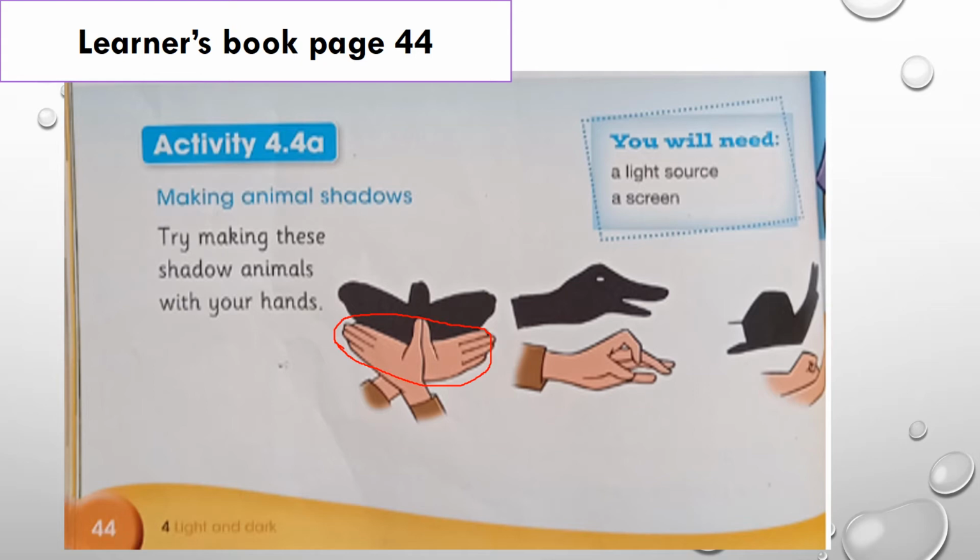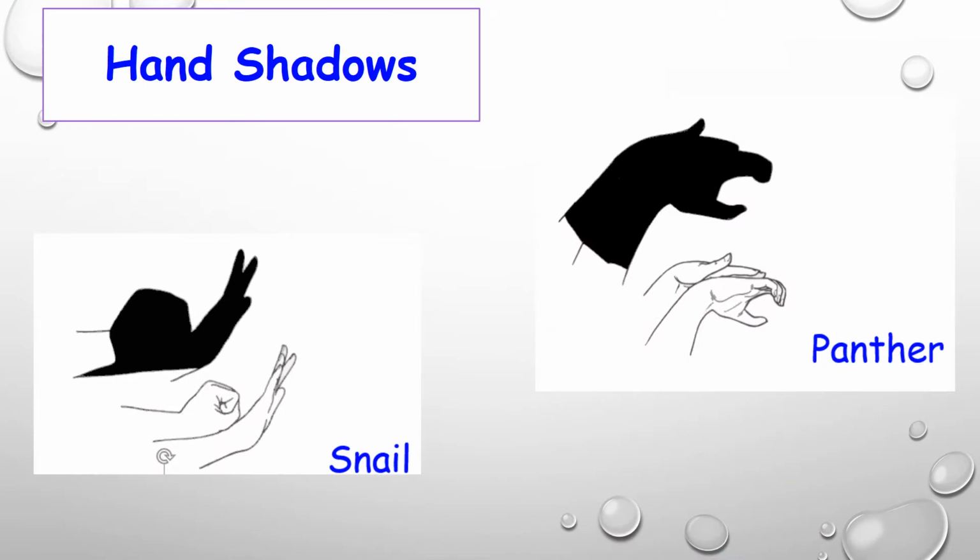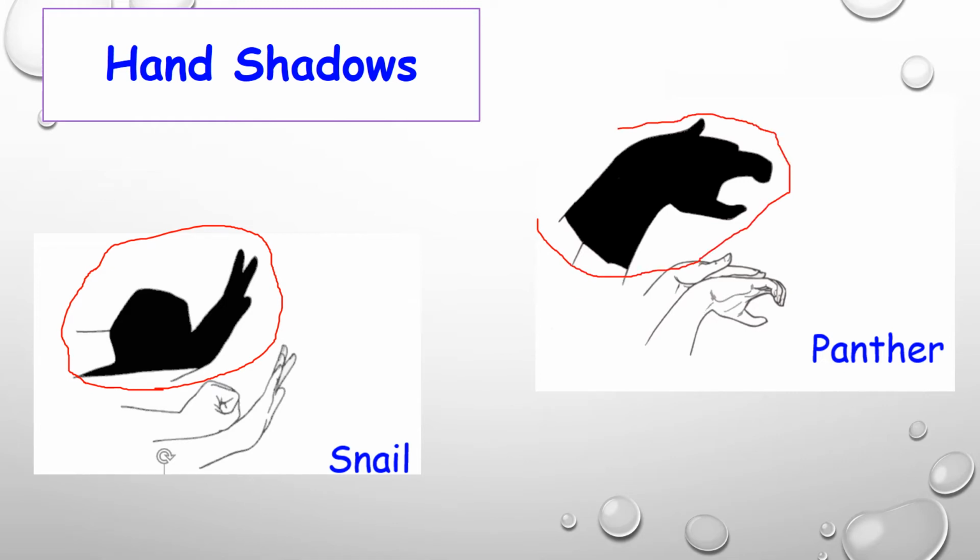Okay, so we have a couple of animal shadows. Let's go on to see them. So this is a snail made with hands. This is a hand shadow that has produced a snail. Can you see the snail here? The hand was able to make a shadow. So you can try making a snail with your hands. This is a panther. You can as well try making the hand shadow to produce a panther.